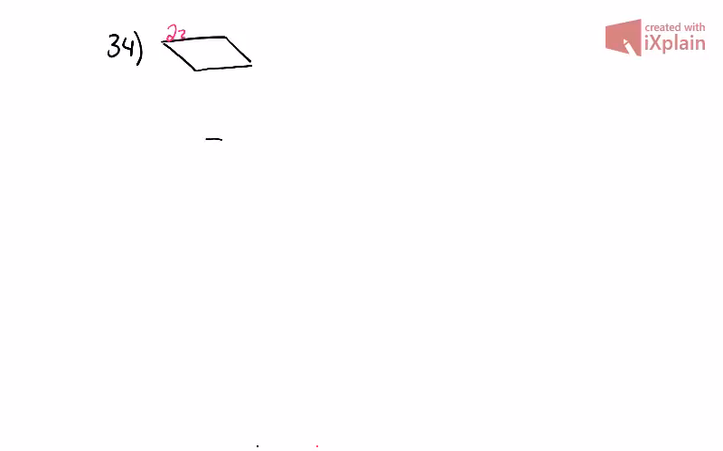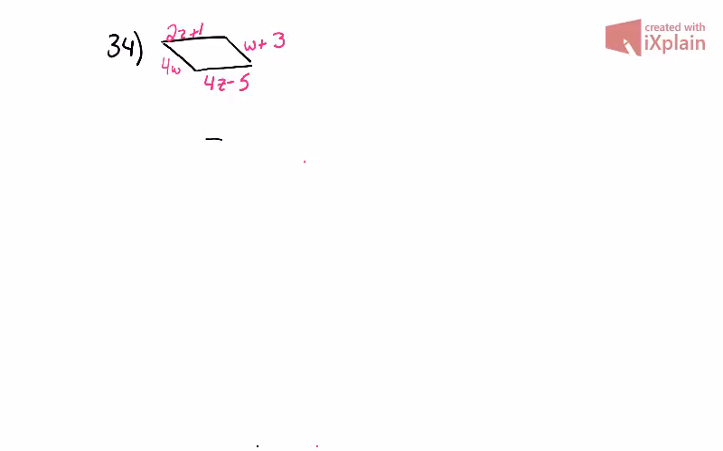So I know that this top side is 2z plus 1. I know that this side is w plus 3. My side on the bottom here is 4z minus 5. And then my last side is equal to 4w. Right, and remember today in class we discovered that opposite sides of a parallelogram are congruent.